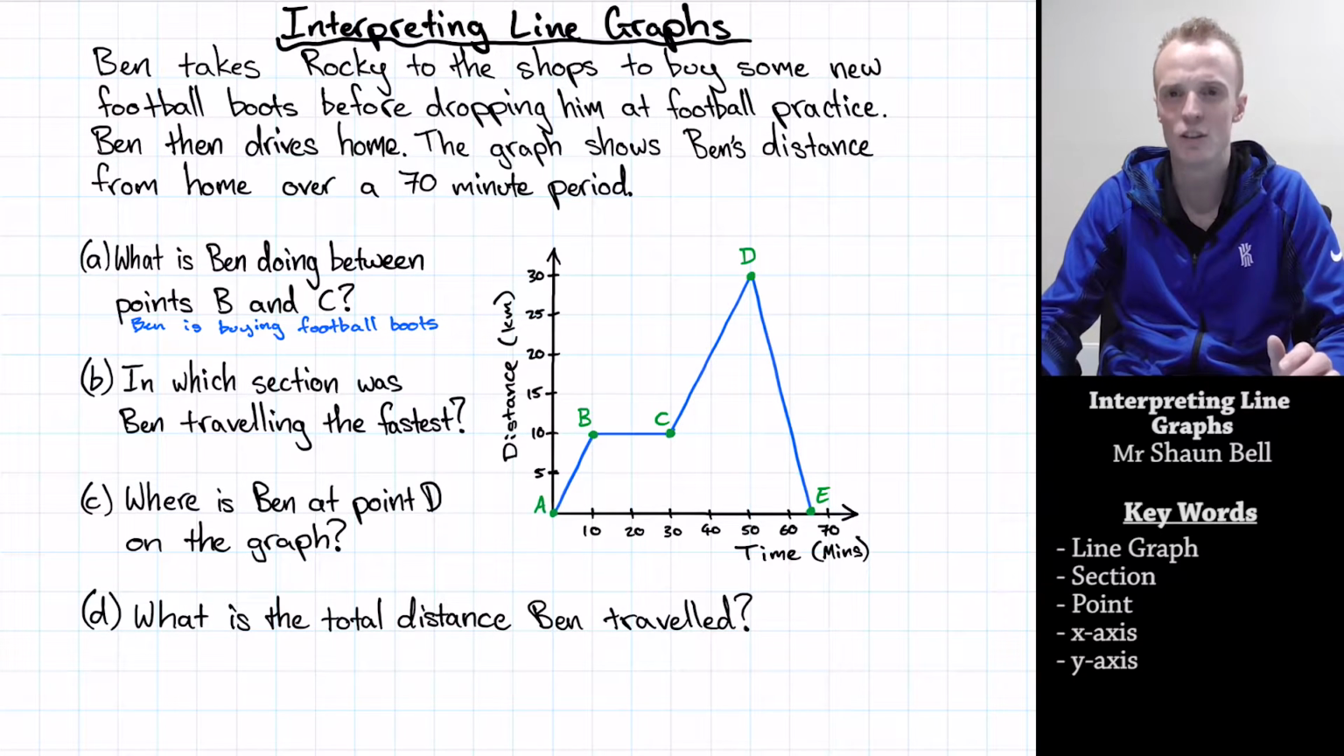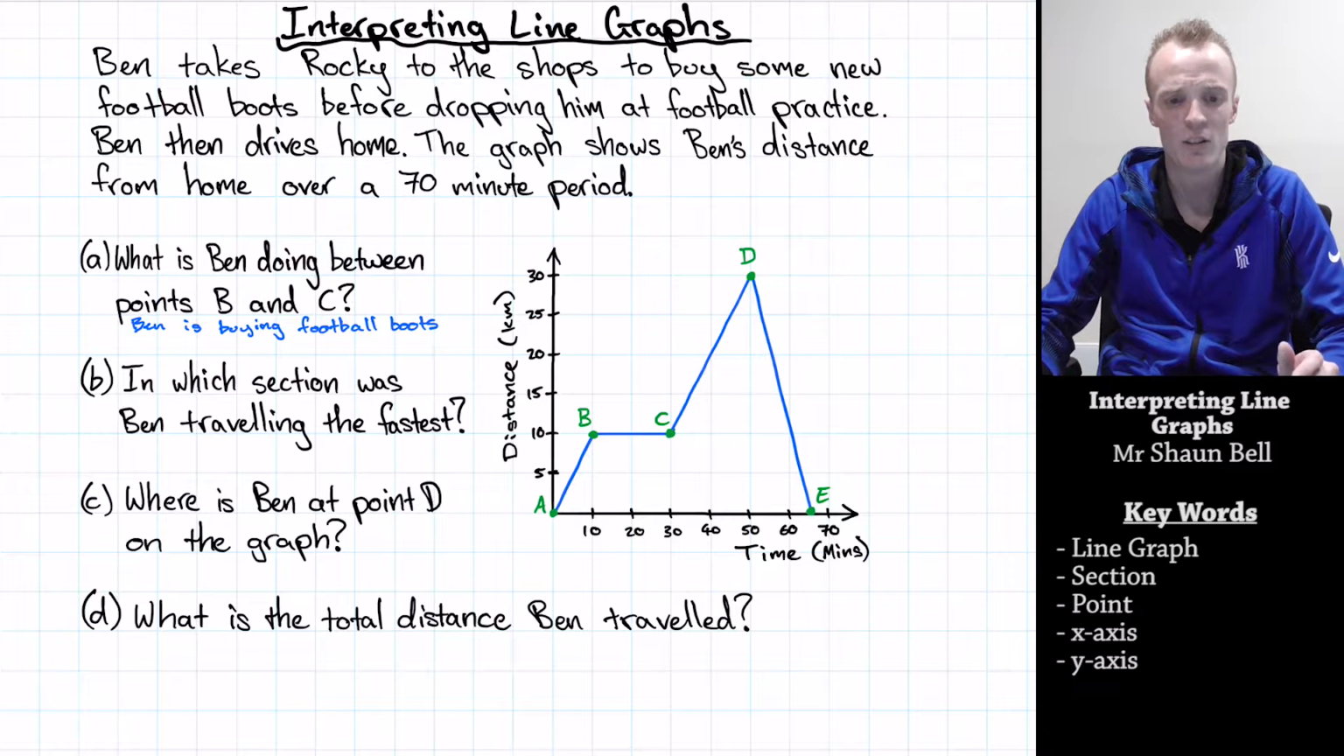So if we continue on his journey, at point C, Ben is now travelling further. So therefore, he must be travelling to the football practice. So at point D, Ben must have arrived at the football practice. And between point D and E, Ben is travelling back home.